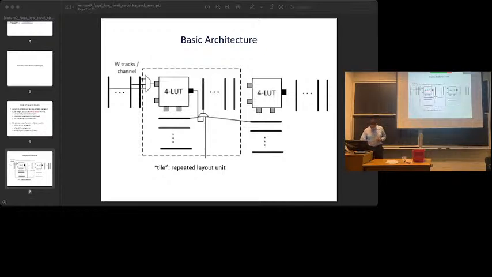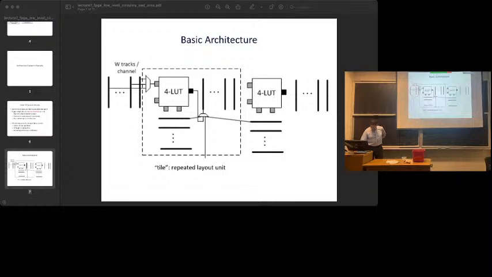If I replicate this over and over again, I would get all the lookup tables and all the routing channels of an FPGA. Does that make sense? This is the basic repeating unit. What's in this unit? Well, there's a lookup table. I have multiplexers that let me pick which routing track connects to each input pin. So I've got 4 input pins. I'm showing 2 of them connecting to the vertical channel beside me and 2 of them connecting to the horizontal channel.